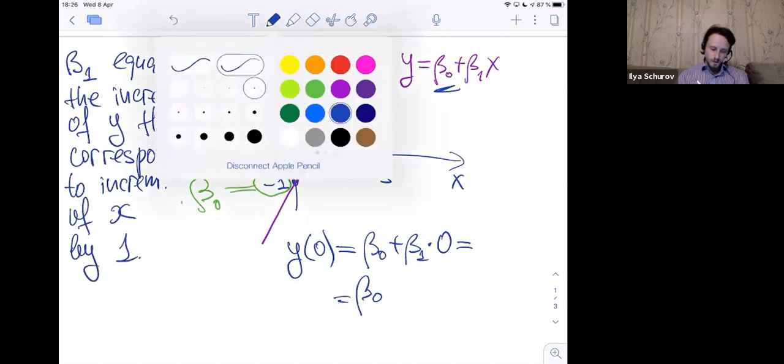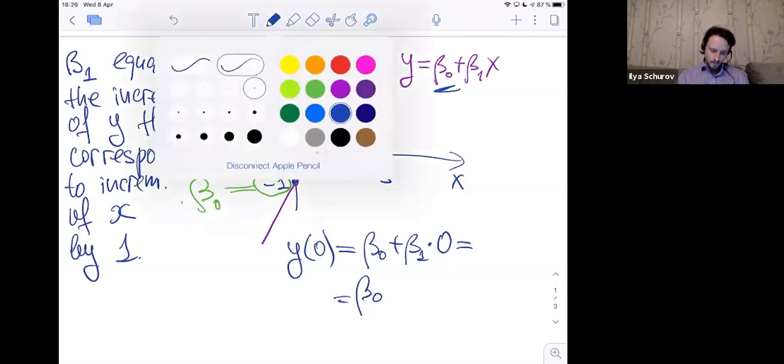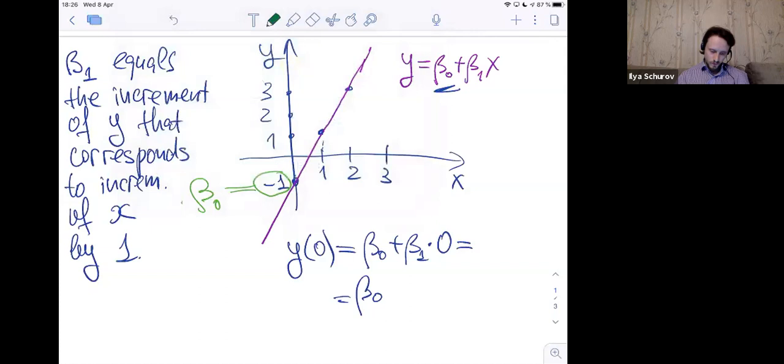So basically it means the following. Let me pick any value of x. For example, let me pick this point. And then I will increase x by one. And then I have to increase y by two. So here is one. And I have to increase y by two to stay on the same line.